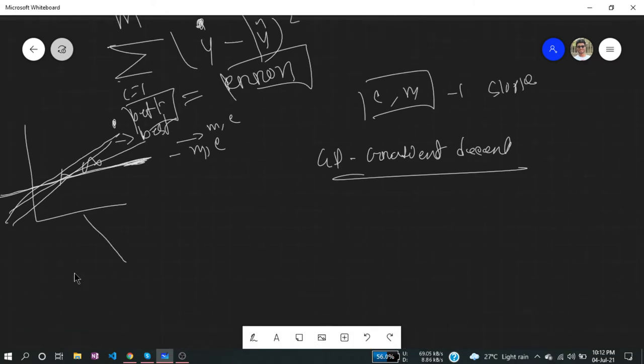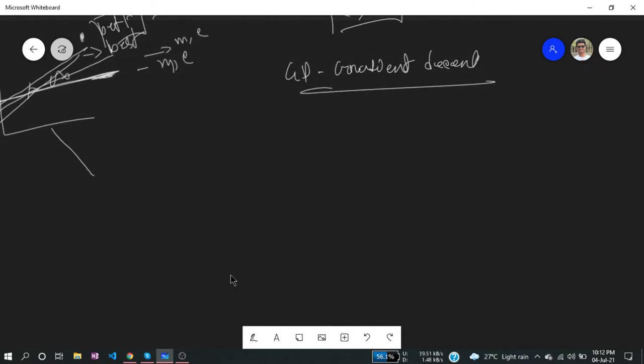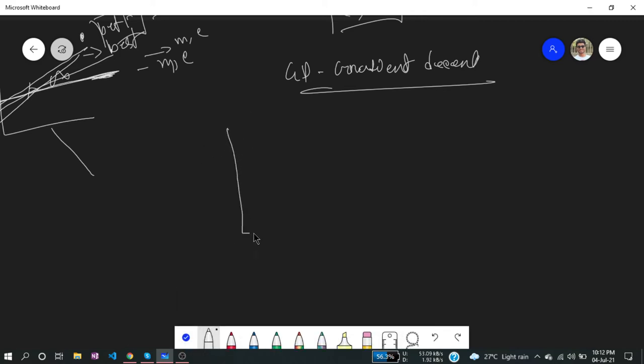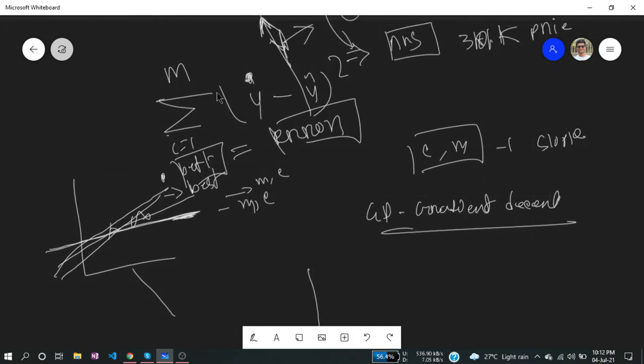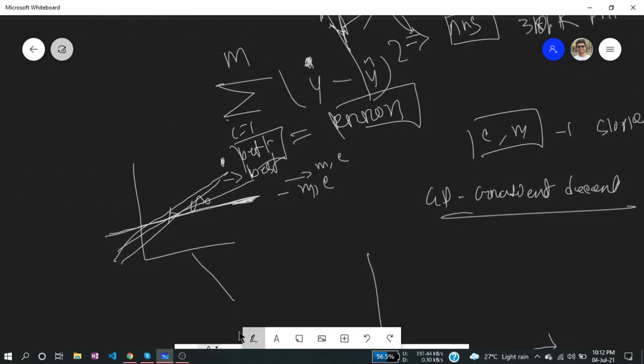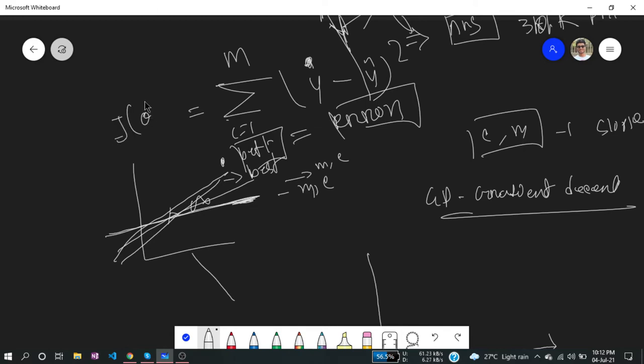By using this error function, we also utilize gradient descent to understand where the gradient is present. Let me draw a picture. Suppose this is your cost function. Your cost function is J of theta, equal to the summation of i equal to 1 to m of (y minus y hat) whole square. So this is your cost function.